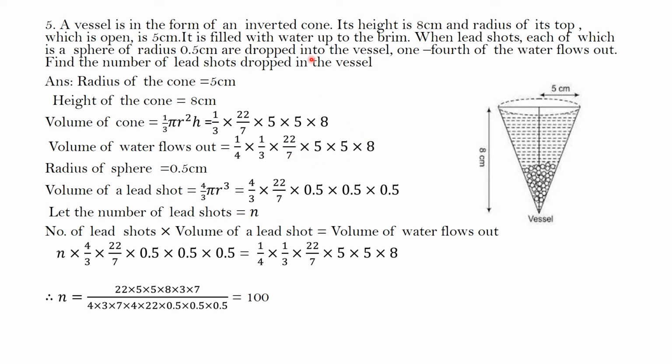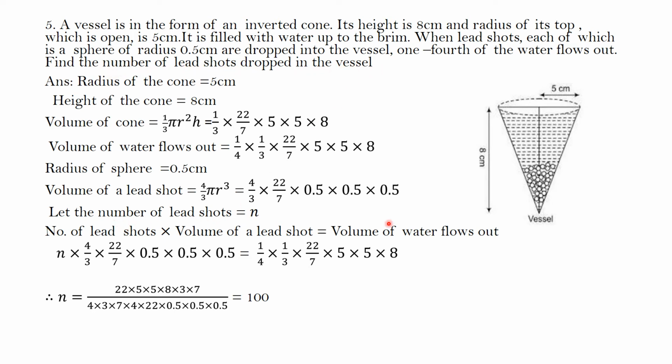Here the lead shot is in the shape of a sphere of radius 0.5 centimeter. Let us find the volume of a lead shot, which is 4 by 3 pi r cube, which is equal to 4 by 3 into 22 by 7 into 0.5 cube. Let us find the number of lead shots dropped in the vessel.